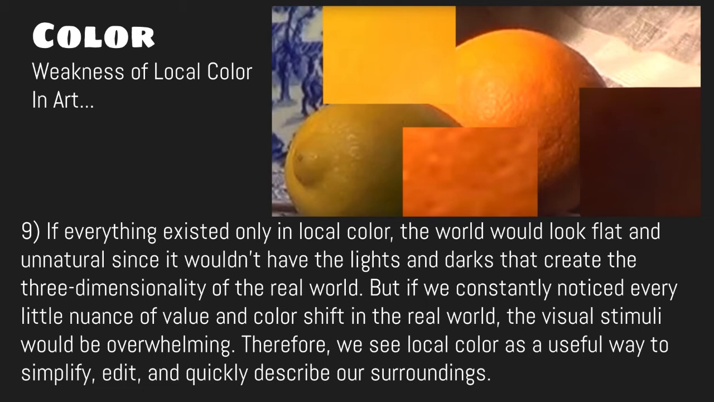Okay? So an artist knows the local color of an orange, but an artist is also able to say, well, yeah, an orange is orange, but I need to put a bunch of yellow for the highlight, and I need to put some brown for the shadow. The answer for number 9 is if we only went with local color, everything would look flat. So if we only worked with local color, everything would look flat.